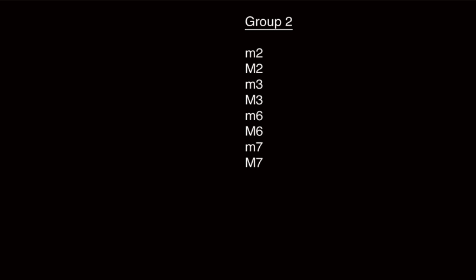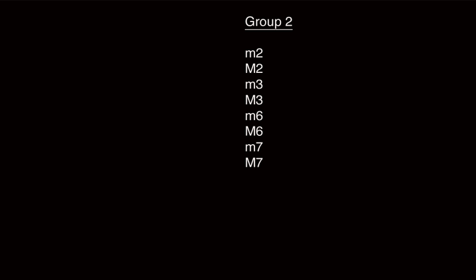The difference between the major and a minor is a half step difference, and the major will sound slightly less dissonant than a minor. So for example, a major 6 will sound a little more consonant than a minor 6 would sound. So let me go through and play examples of each one of these intervals.